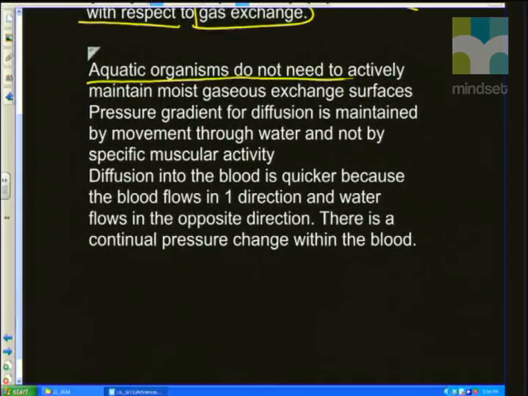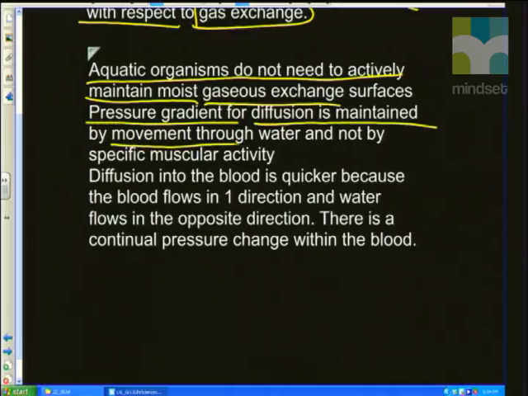Aquatic organisms do not need active maintenance of moist gaseous exchange surfaces. It doesn't need it to be moist. The pressure gradient of diffusion is maintained by moving through water and not by specific things. So in other words, the water gives the pressure, right? The water's making all the pressure in there.